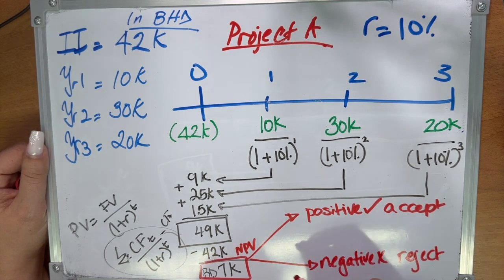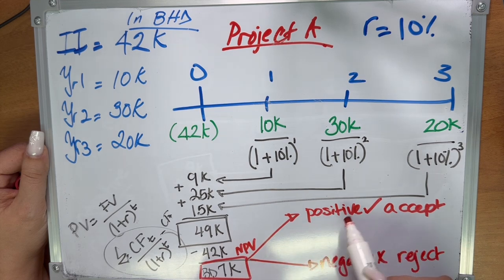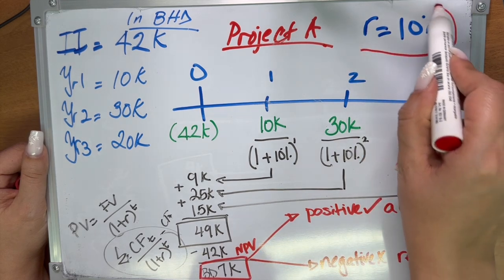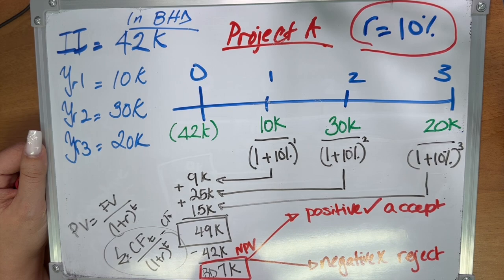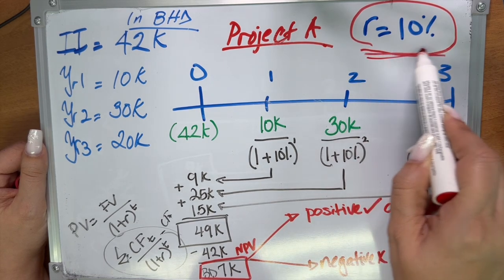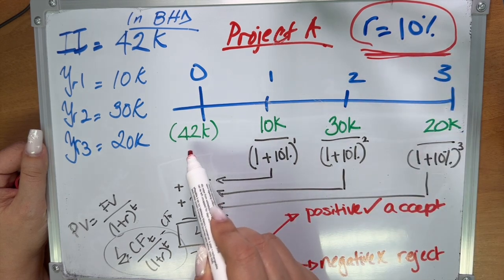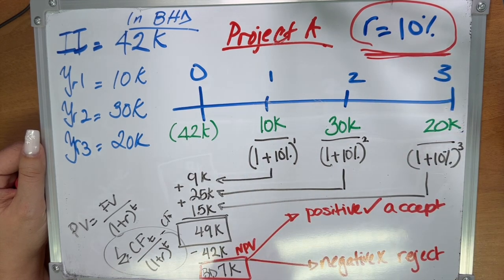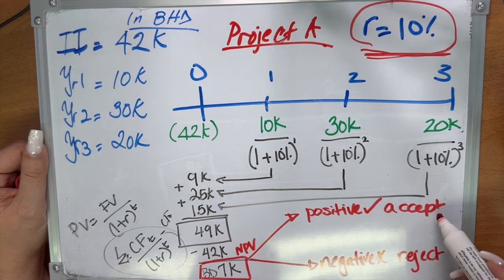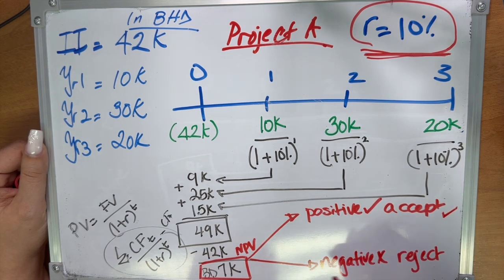Okay? Why? Because if it's positive, means you're receiving your required rate of return and more. If it is negative, means you're not getting your required rate of return and it's costing you more than you're going to get out of this project. So again, if your NPV is positive, you will accept the project. If it is negative, you will reject the project.